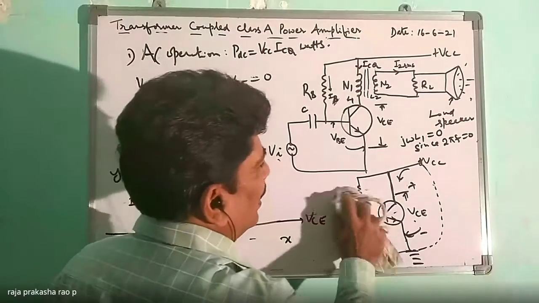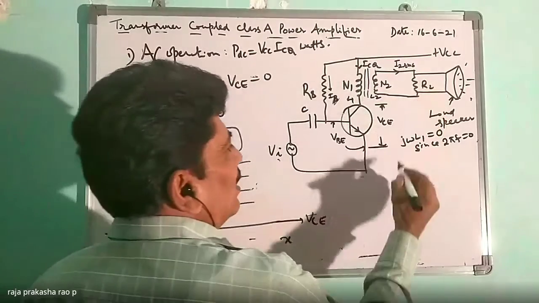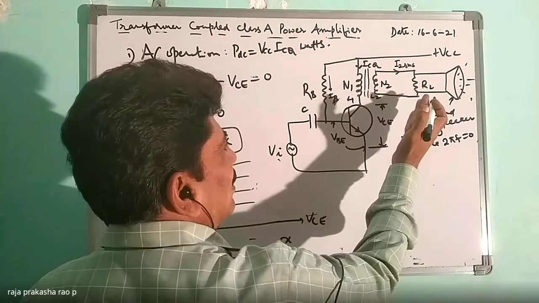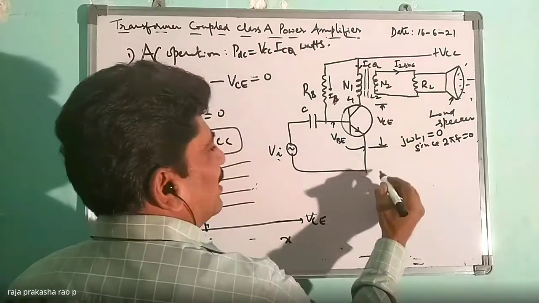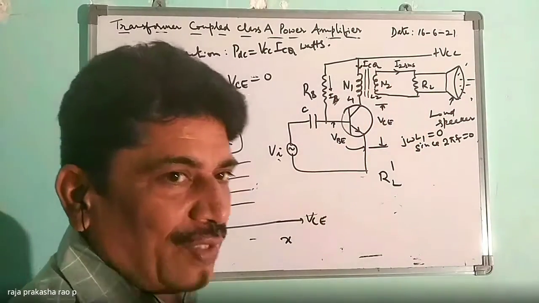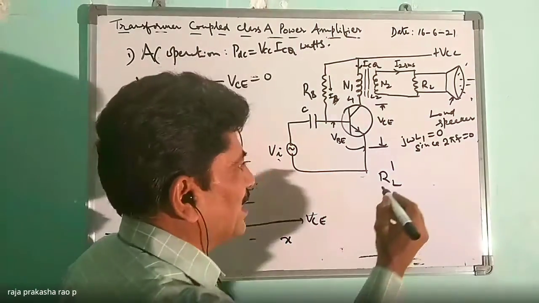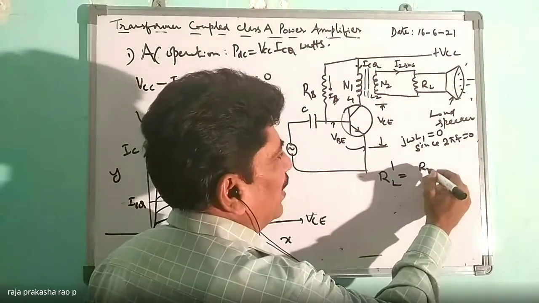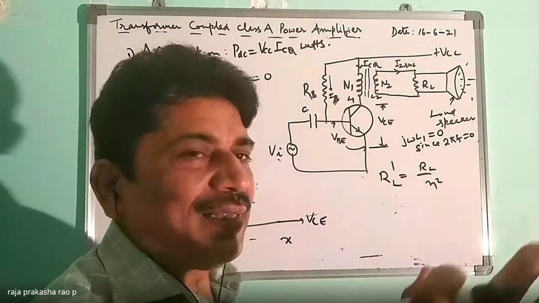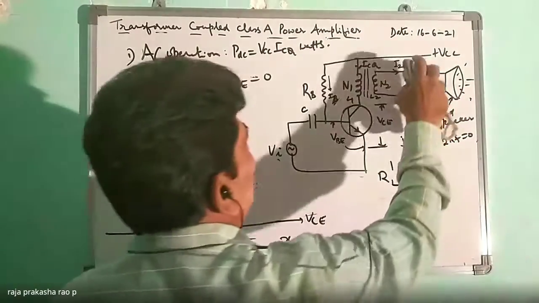For finding the AC load line, this is the actual circuit. RL dash is the reflection of RL on the primary coil. If you find the reflection, the primary coil will be replaced by that value. RL dash is equal to RL by N square. With that you replace the primary, keeping the transformer aside and then drawing the circuit. So in AC analysis, this will go off.